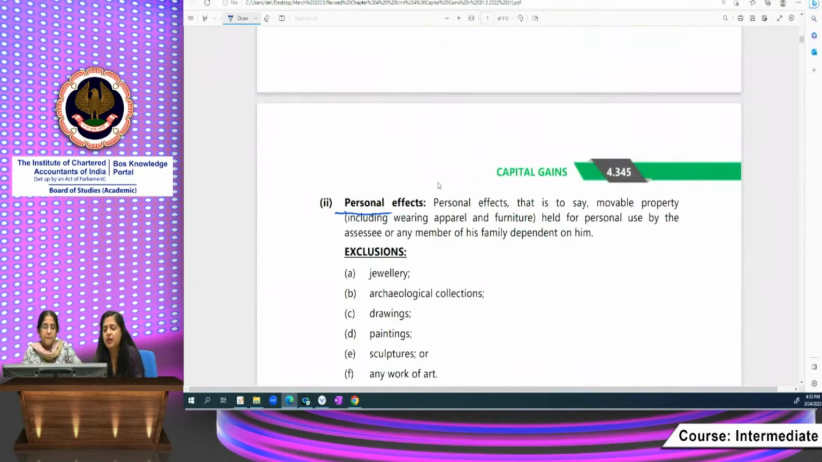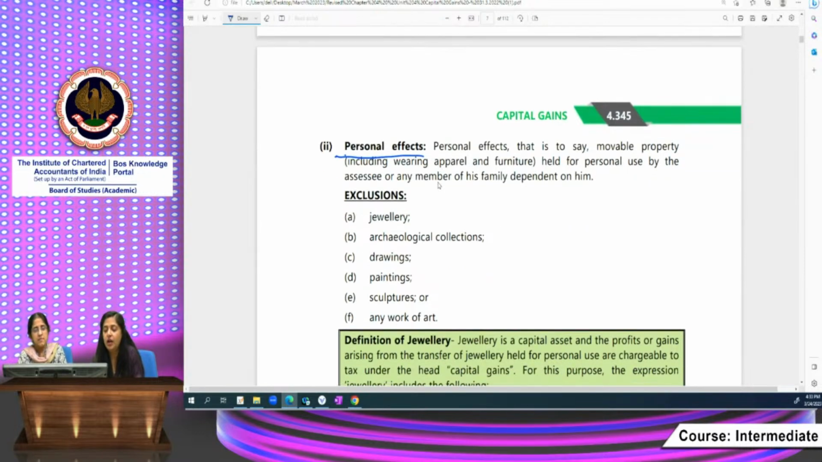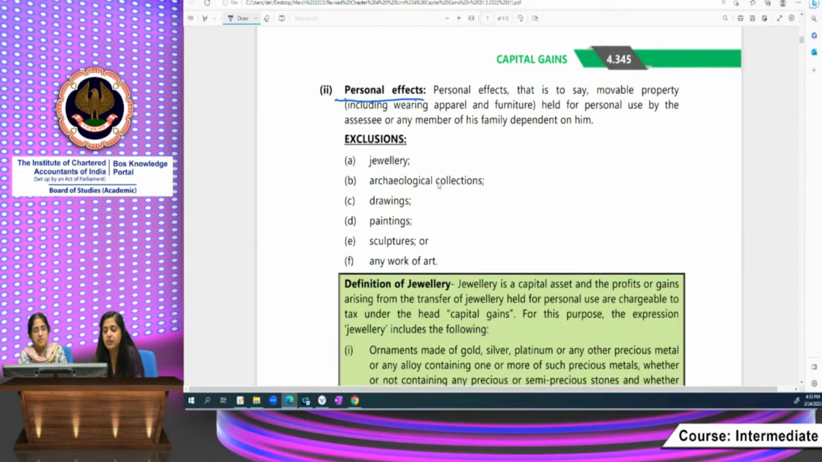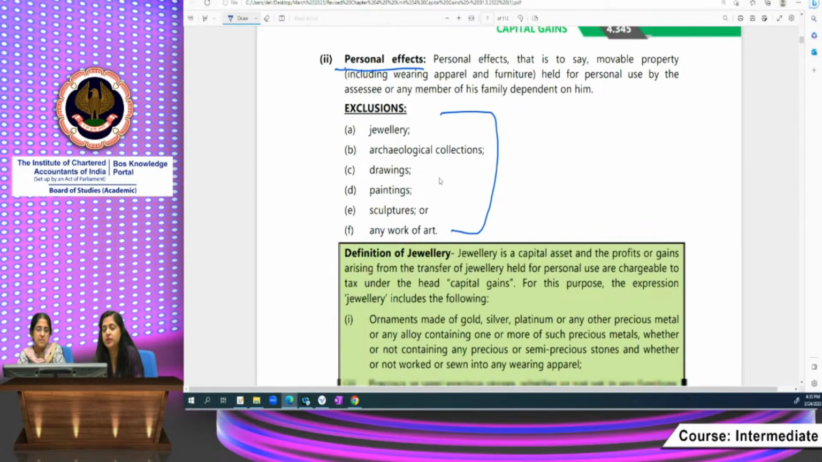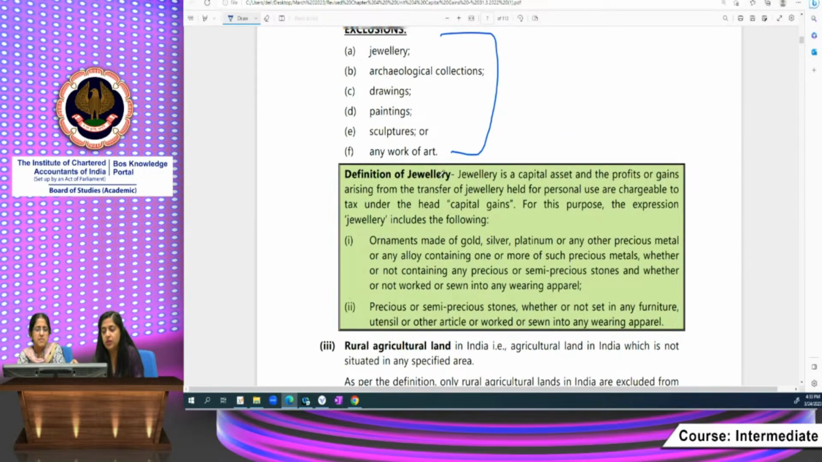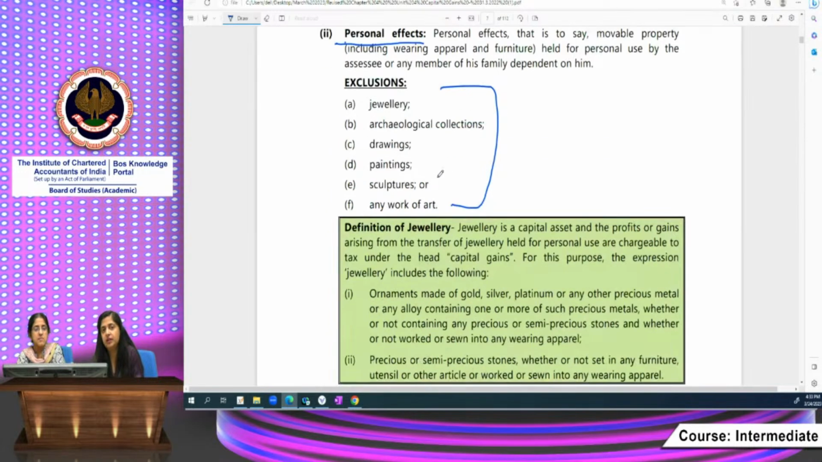Personal effects, if you have any personal effect of furniture, apparels and anything, that is not a capital asset. But jewelry, archaeological collection, drawing, painting, sculpture, any work of art, that is the exclusion. In the exclusion, it means it's a capital asset. The definition of capital asset is an inclusive one. So all which comes under this definition are the capital asset only.